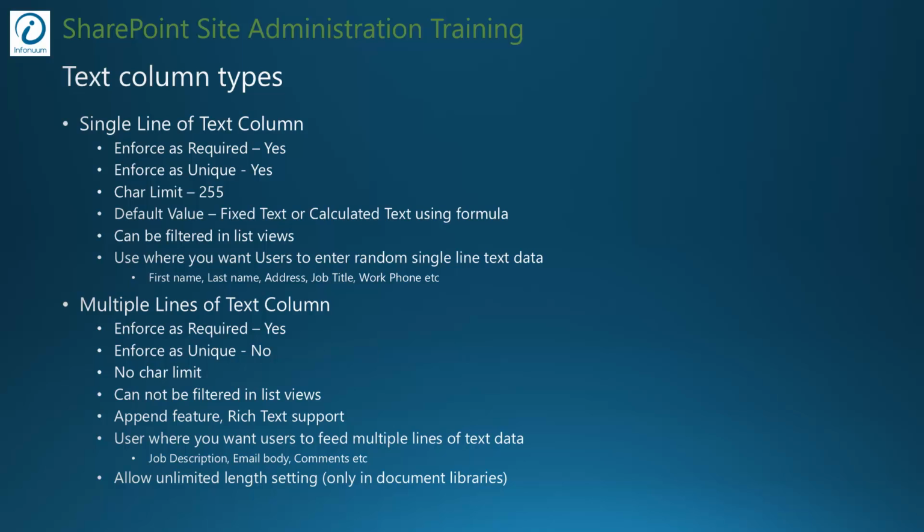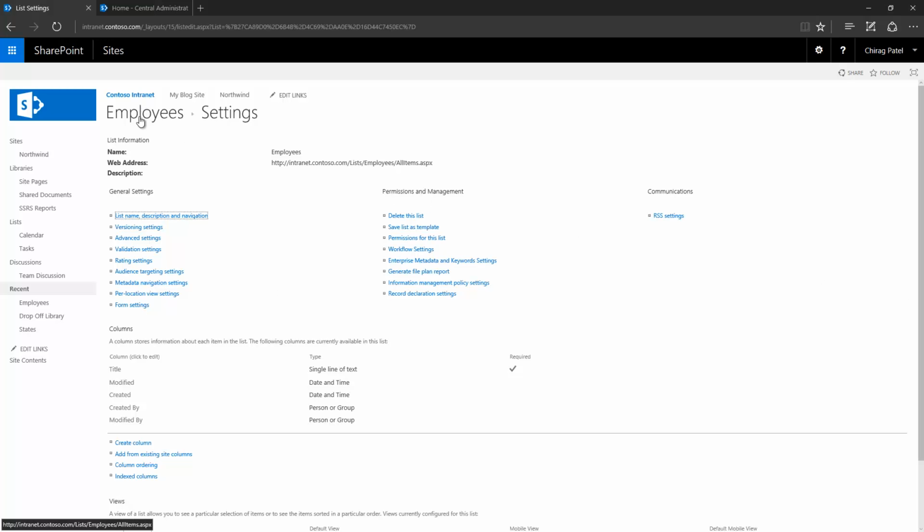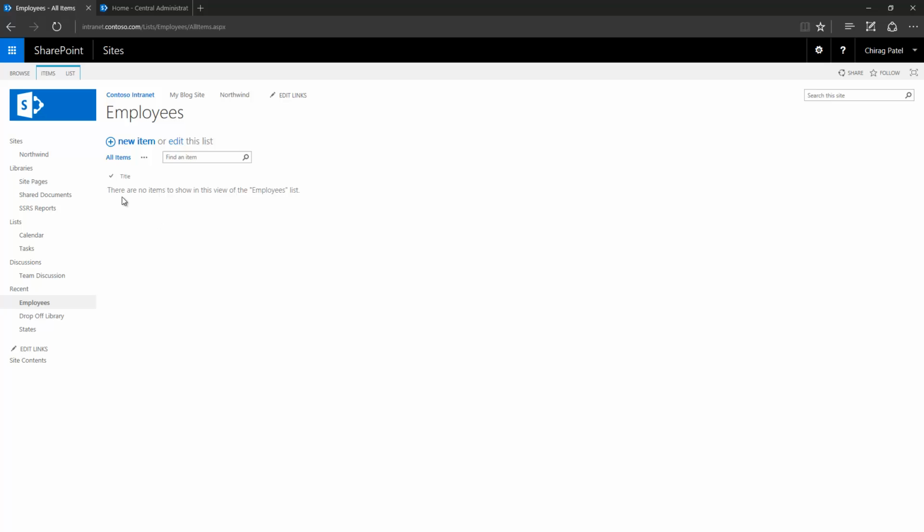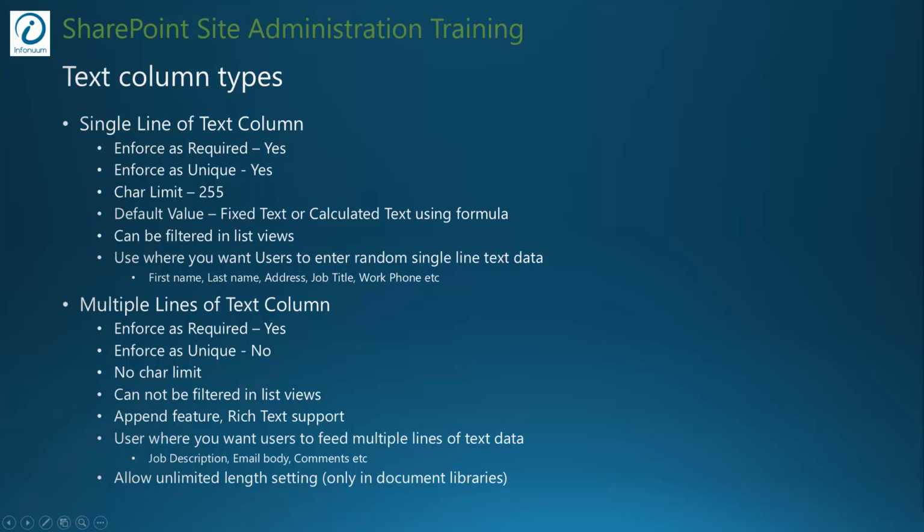For this demo I have created this employees list here with just one column. Now I already discussed single line of text columns and multiple lines of text columns, right? Use the single line of text column where you want the user to enter random single line text data: first name, last name, address, job title, work phone. Use multiple lines of text where you want users to enter multiple lines of text data: job descriptions, email body, comments, etc. So let's take a look.